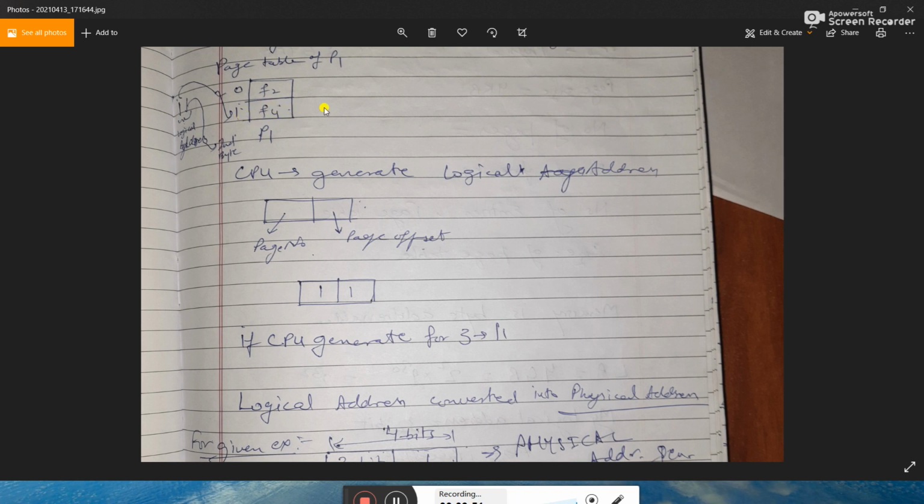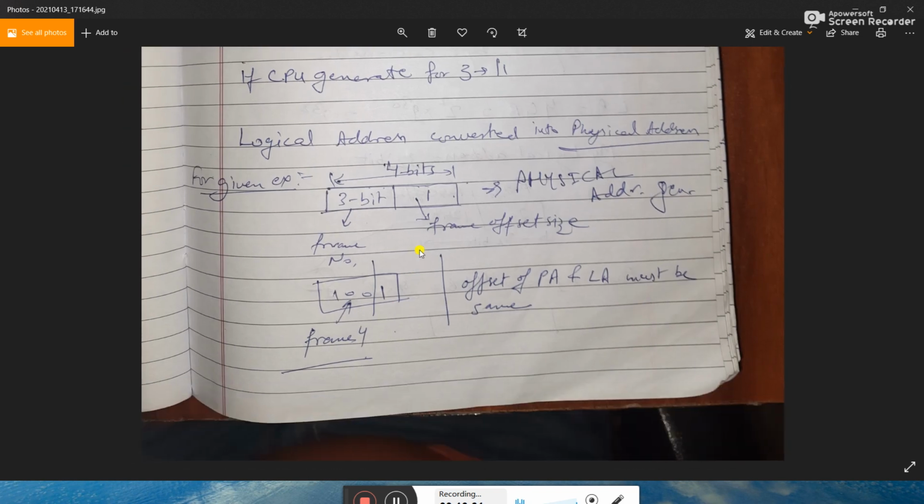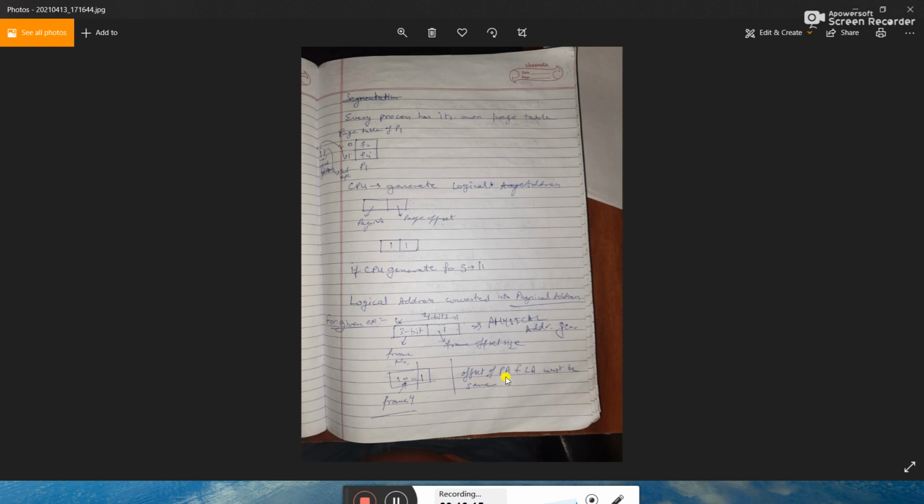Frame number 4, logical address is 100. So I can say that my frame number is 100, and this is my frame number 4, and this one is my offset. So at frame number 4, at byte number 1 is the data required by the CPU. Okay, so this is paging. The offset of the physical address and the logical address must be the same.